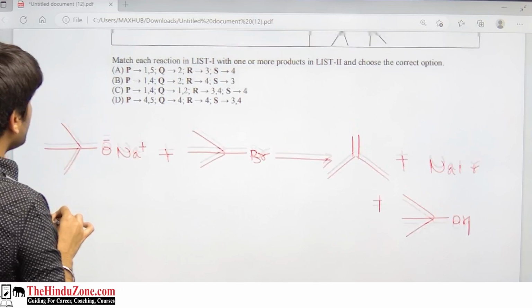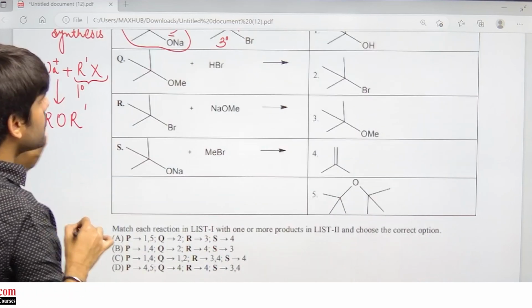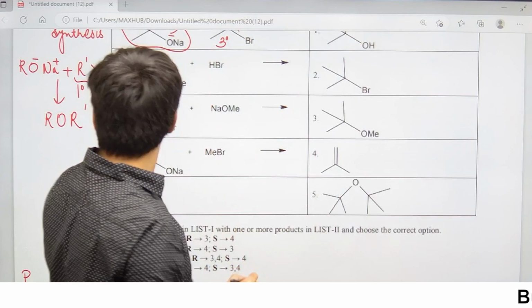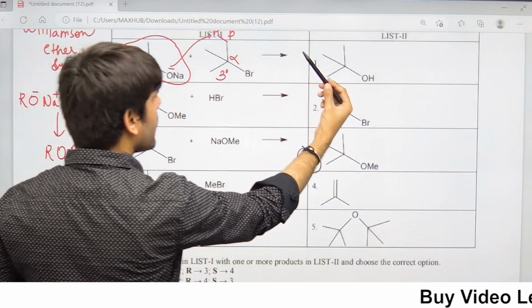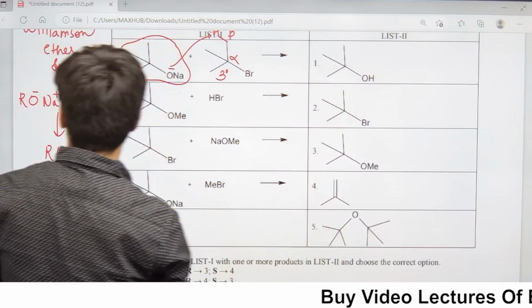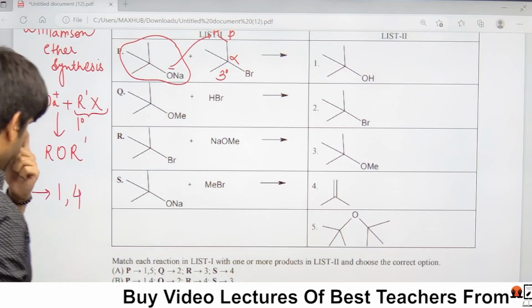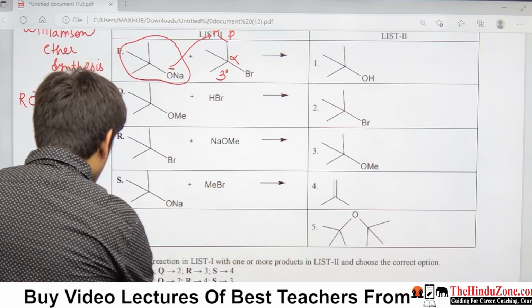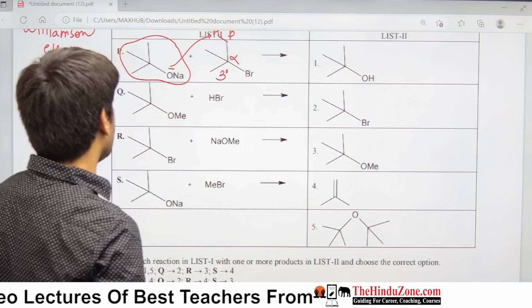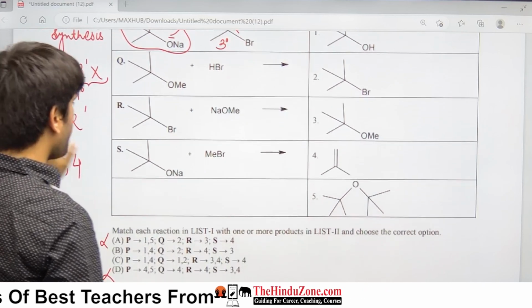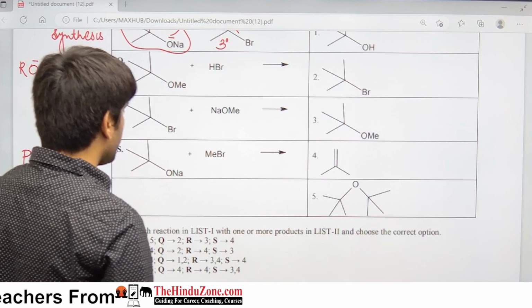So if you see, P is going with 4, and yes, we are getting 1 also, and 4. So P is going with 1 and 4. A and D are eliminated. Let us discuss the last one, because the last one is one of the simplest.